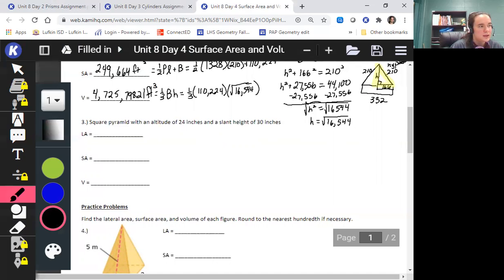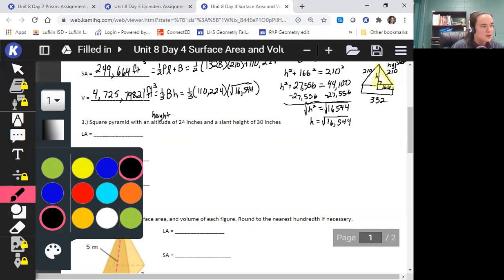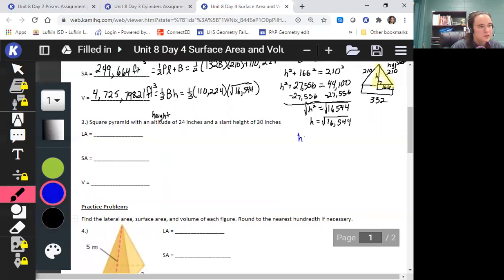And then our last one on the guided practice, we want to find a square pyramid with an altitude of 24 inches and a slant height of 30 inches. So another word for altitude, remember, is height. So we've got our height of 24 inches. We've got our slant height of 30 inches.